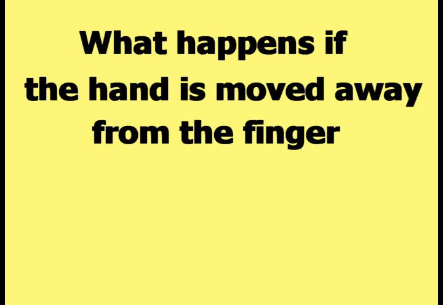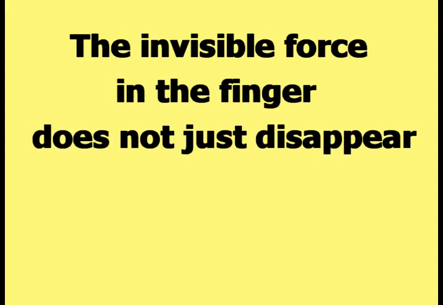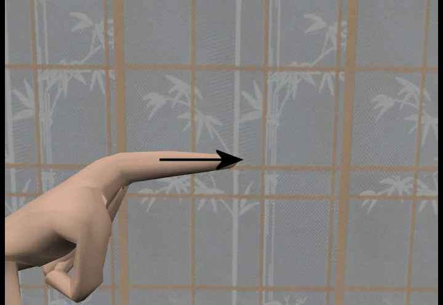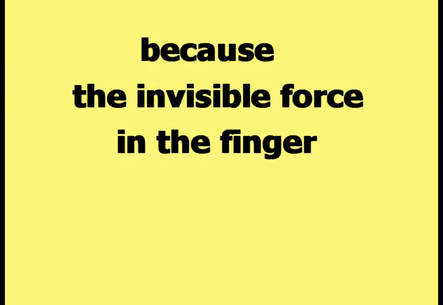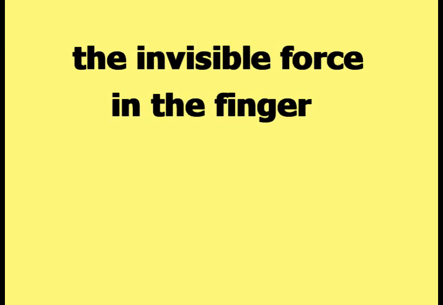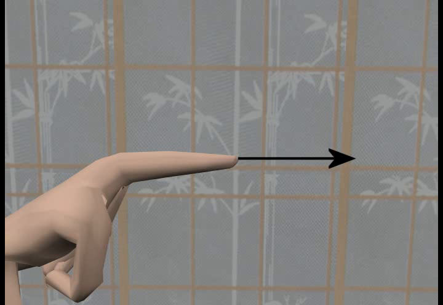What happens if the hand is moved away from the finger, as demonstrated in this picture? The invisible force in the finger does not just disappear. The finger is still applying the invisible force, as indicated by the vector arrow on the finger in this picture. According to happy theory, because the invisible force in the finger is no longer being opposed by the invisible force from the palm, the invisible force in the finger is free to project out into empty space from the end of the finger, as demonstrated in this picture.